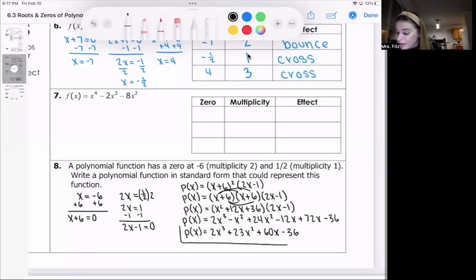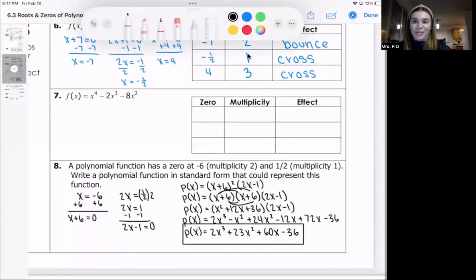So this polynomial has two zeros. One is at x equals -6. The other one is at x equals 1/2. And the one at x equals -6 has a multiplicity of 2, and the one at x equals 1/2 has a multiplicity of 1.